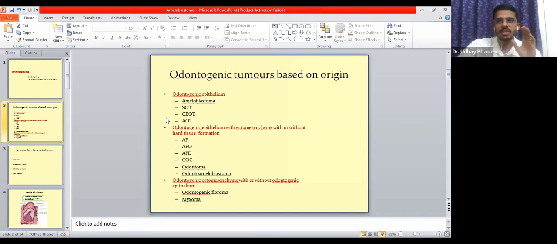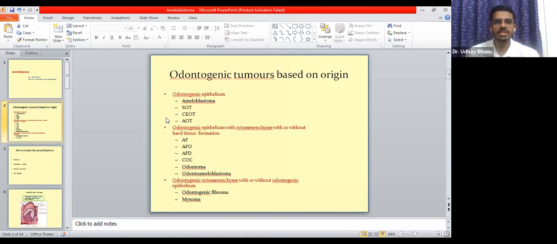Okay. So when you talk about ameloblastoma, the cell of origin is the ameloblast. And the categorization for odontogenic tumors is based on the cell of origin. That is the odontogenic epithelium. Either it can be from the odontogenic epithelium, or it can be from the epithelium and the ectomesenchyme with or without hard tissue formation. That is when you see these compound names like ameloblastic and fibro. Fibro means connective tissue. So that should give you an idea that there is an epithelial component and a connective tissue component. So ameloblastic fibroma, fibroodontoma, fibrodentinoma, calcifying odontogenic cyst, odontoma, and odontoameloblastoma.